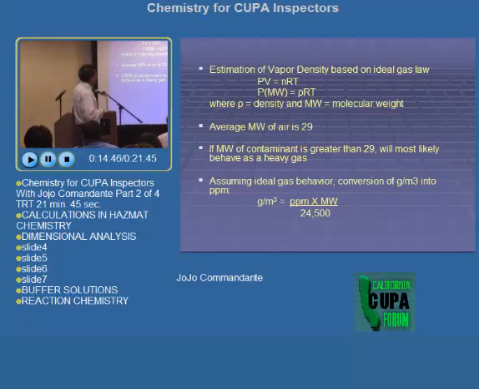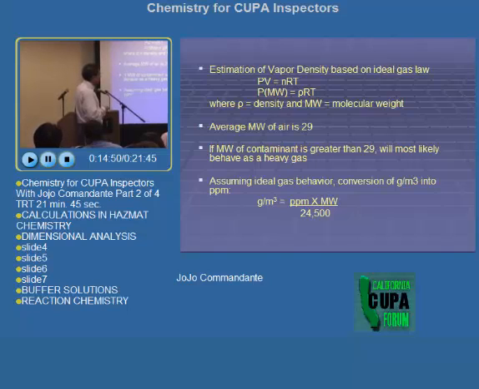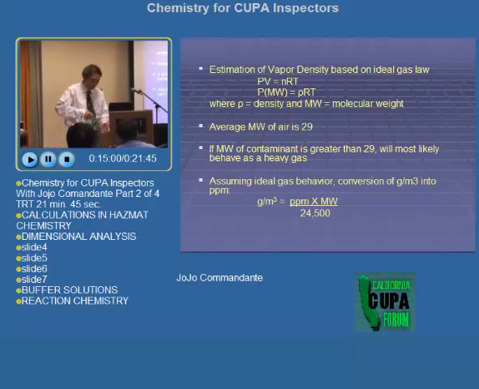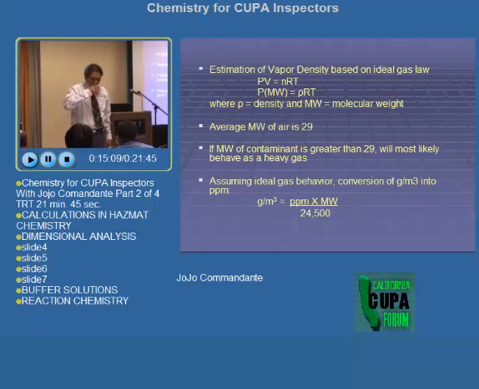Now, if the molecular weight of a contaminant is greater than 29, it will most likely behave as a heavy gas. It will settle down. It will not float in the air, okay? That is, of course, assuming ideal gas behavior.